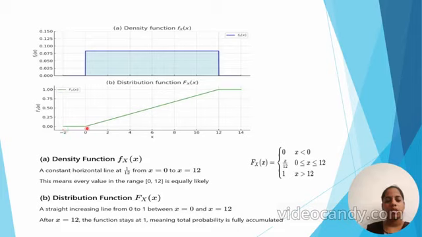Distribution function F_X of x increases between the limits 0 to 1, between x equal to 0 and x equal to 12. After x equal to 12, the function stays at 1, meaning the total probability is 1. This is about probability distribution function.